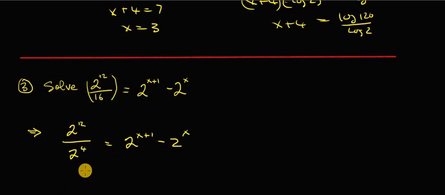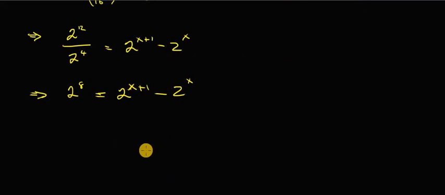I'm not sure what I'm going to do with this just yet, but I do know that when I subtract these, I'm going to get 2 to the power of 8 is equal to 2 to the power of x plus 1 minus 2 to the power of x. Now, 2 to the power of 8 is equal to this here. I'm not quite sure how to handle this.